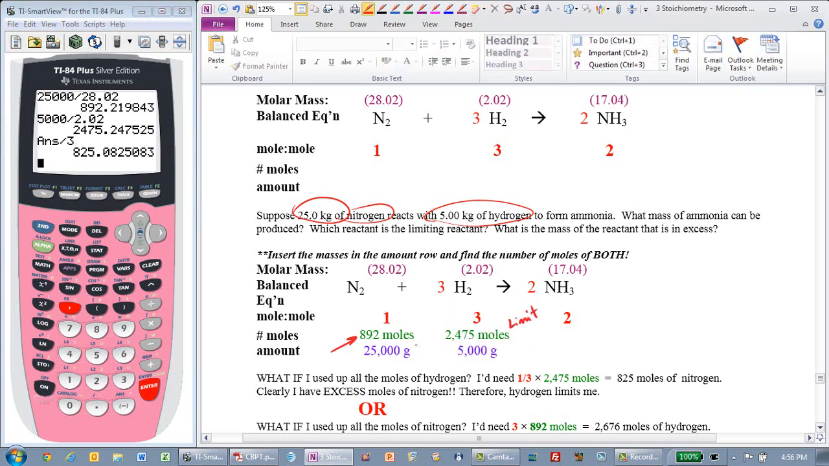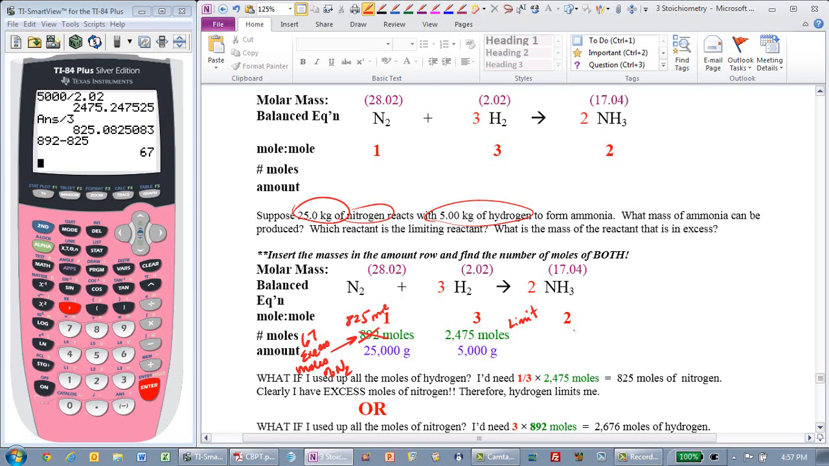How do I know I found my limit? Because I need 825. So 892 minus 825, I know you could do it in your head, is 67. So 67 excess moles of N2, just in case someone asks. So I cross this out, and everything else I do from this point forward is going to be using 825 moles of nitrogen to figure out anything else that I need.